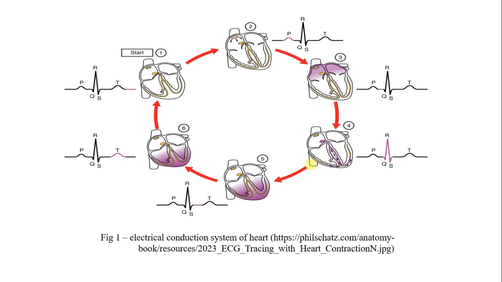Next, when the contraction of the ventricles happens, we observe a T wave. Next, after the T wave, when the relaxation period comes, it follows through a baseline. Then the process starts again, repeatedly.